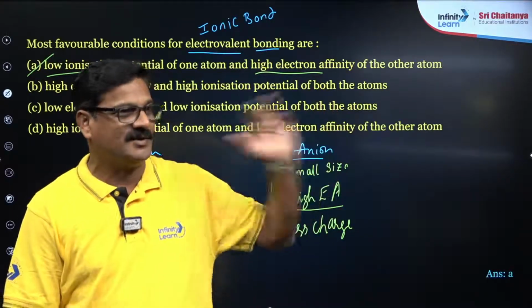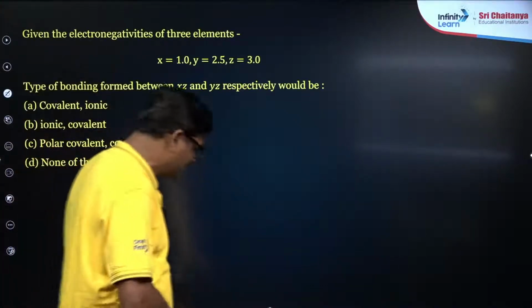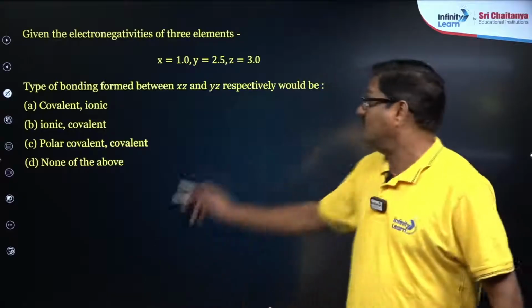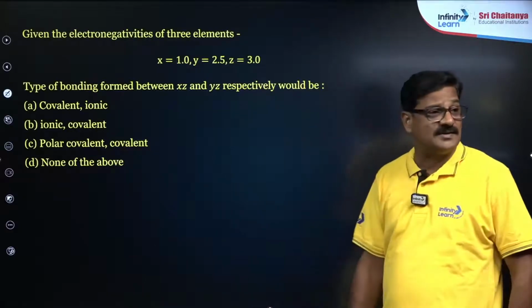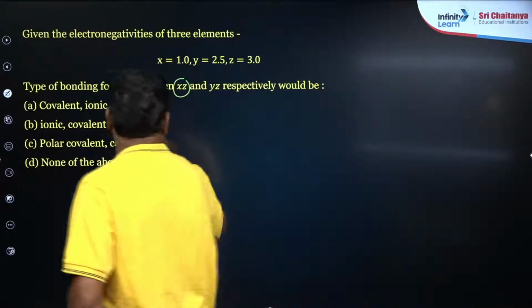ठीक है? Right. Okay, अगला question आपके लिए: given the electronegativities of these elements, x is equal to 1, y is equal to 2.5, z is equal to 0.0, and the type of bond between x and z and y and z.